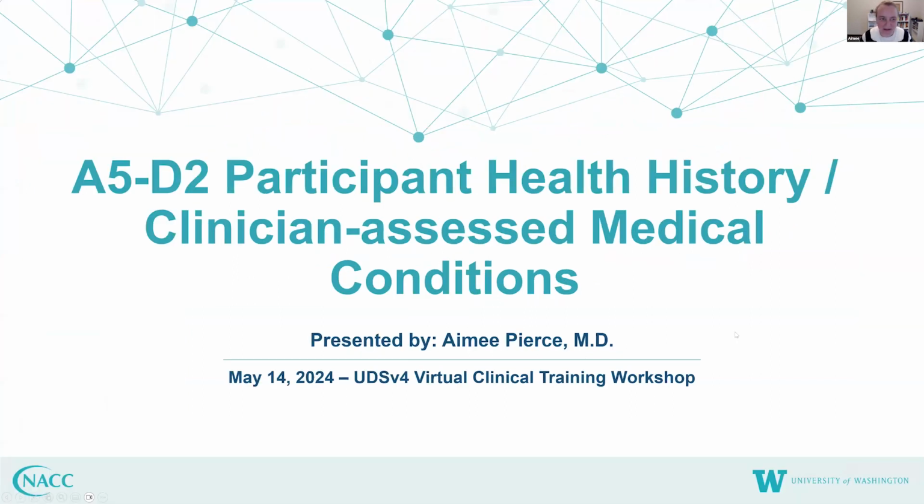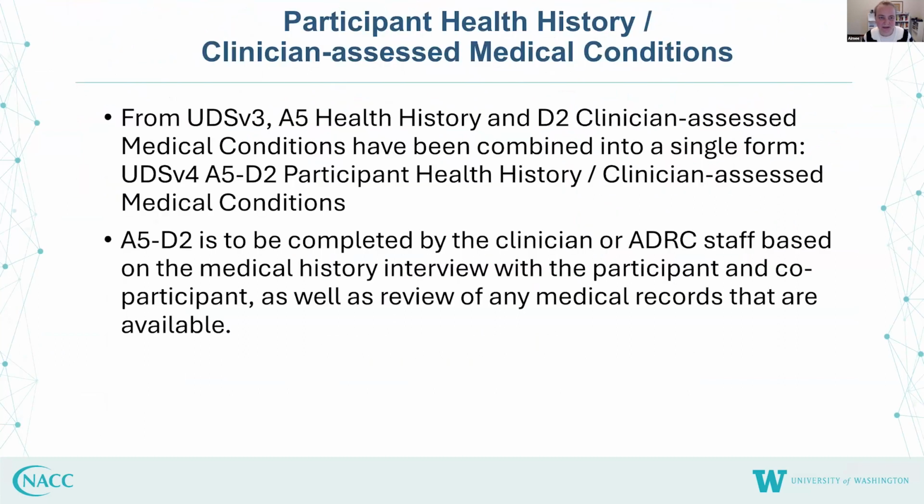I'll be presenting on A5-D2, participant health history and clinician-assessed medical conditions. In UDS version 3, there were two separate forms which got at medical history: A5, health history, and D2, clinician-assessed medical conditions. The distinction was that A5 was based on history obtained from the participant or the co-participant, and D2 was based on the clinician impression after they had conducted their full UDS visit.